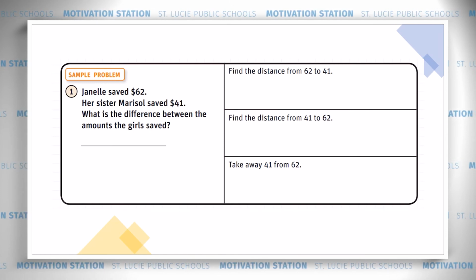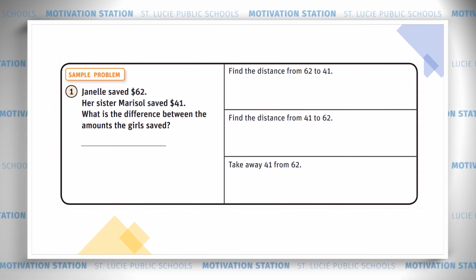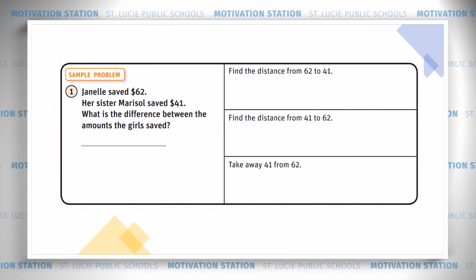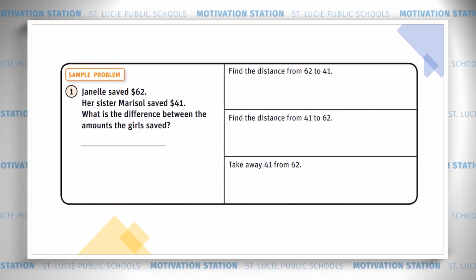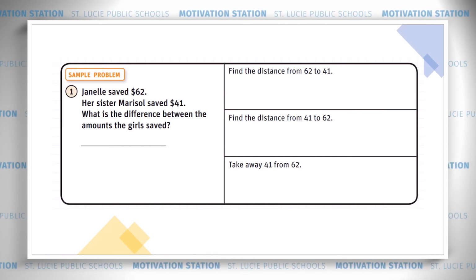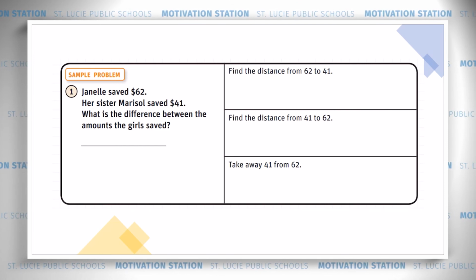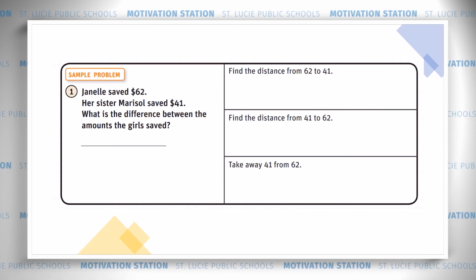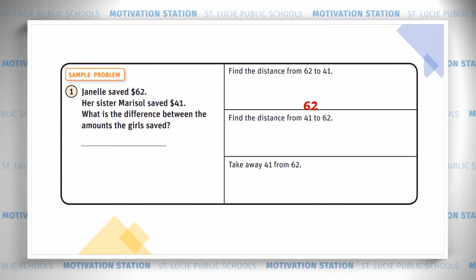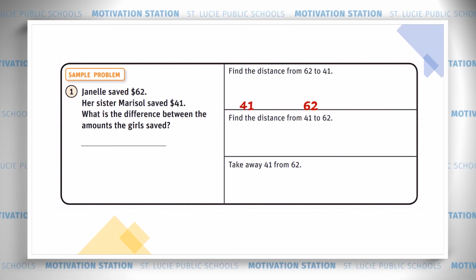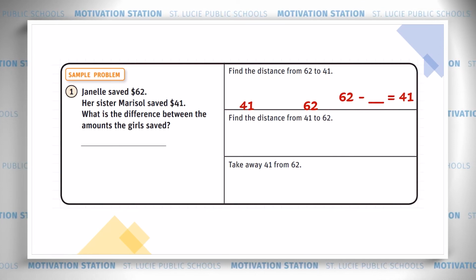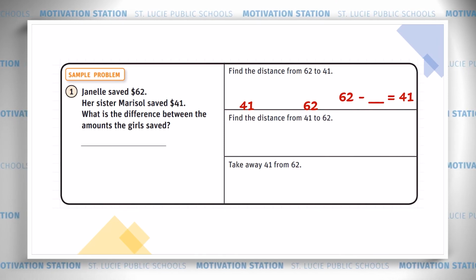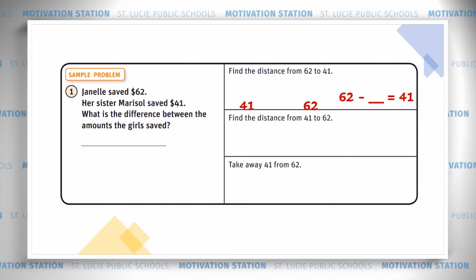Number 1 says, Janelle saved $62. Her sister Marisol saved $41. What is the difference between the amounts the girls saved? The first way to solve this problem is to find the distance from 62 to 41. Finding the distance from 62 means we're starting at 62 and we're going to 41. So our equation will be 62 minus blank equals 41. We're finding the distance between the 2 numbers.